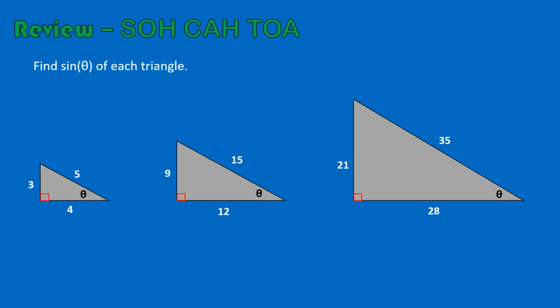We're also going to review SOHCAHTOA. Find the sine of theta on each triangle. We're trying to find a trig ratio, so we need to label all of our sides. Opposite, adjacent, and hypotenuse. Sine is opposite over hypotenuse. That's the SO. Sine, opposite over hypotenuse.